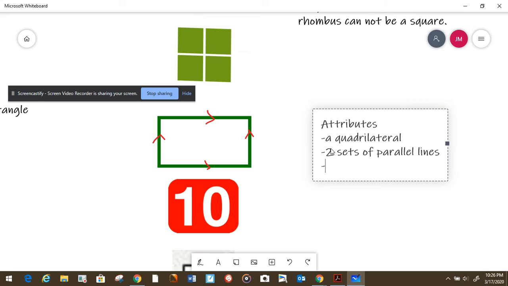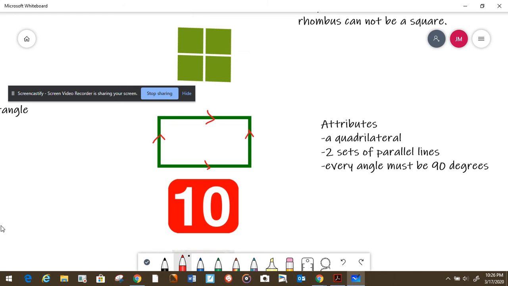What else? Oh, look at the rectangle. Every angle must be 90 degrees. You can see they're 90 degrees. This is 90. This is 90. If I can do this with my pen, let's see. So this will be 90, 90. My pen is a little frisky. I think we got that one covered.